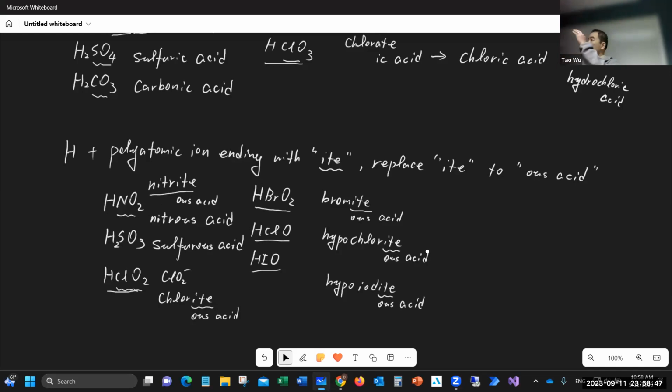Again, one is hydrogen plus a monoatomic anion, and one is hydrogen plus a polyatomic anion. They have different naming ways. The very special one is the monoatomic anion, where you have to put hydro in front. Okay, so generally we're done with today's lecture, and then we're going to work on the practice.